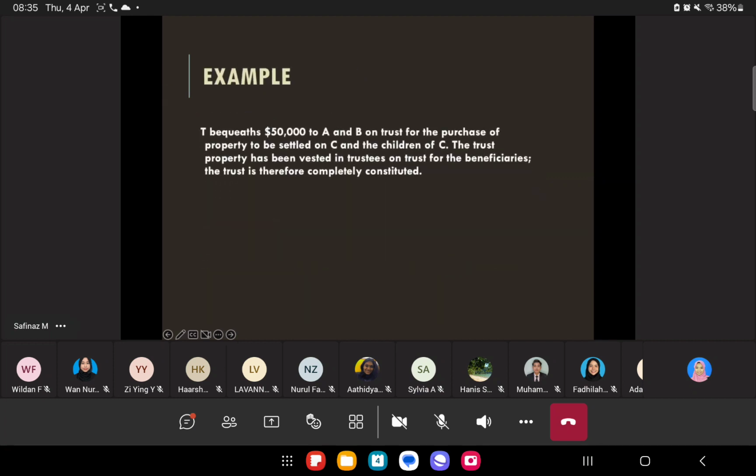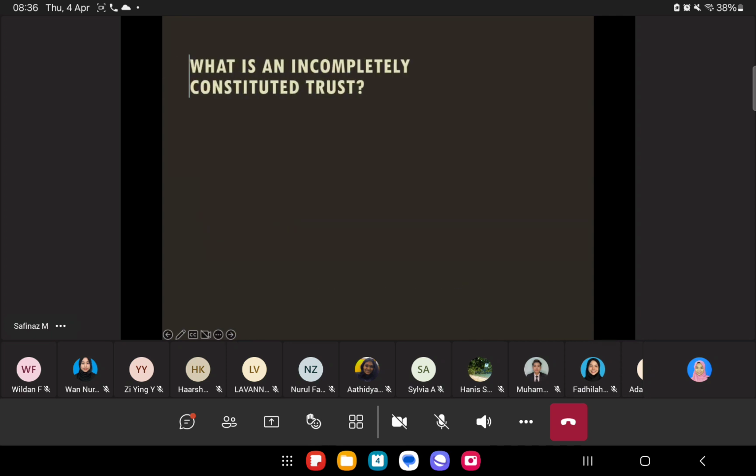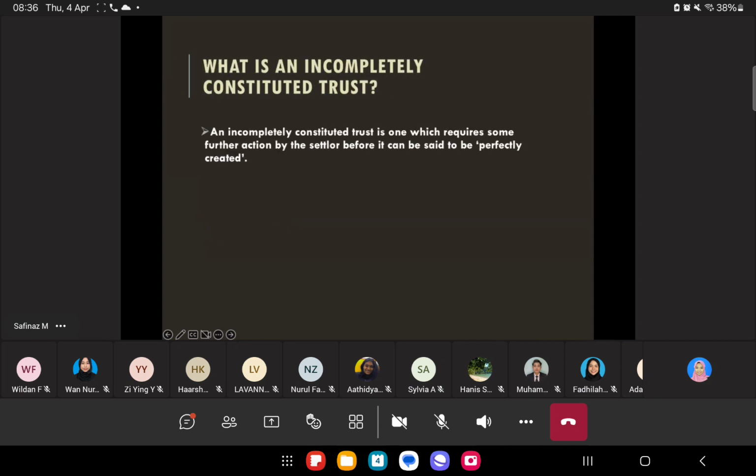Okay. For example, T bequeath 50,000 to A and B on trust for the purpose of property to be settled on C and the children of C. The trust property has been vested in the trustee on trust for the beneficiaries. The trust is therefore completely constituted. What is a completely constituted trust? What is an incompletely constituted trust?